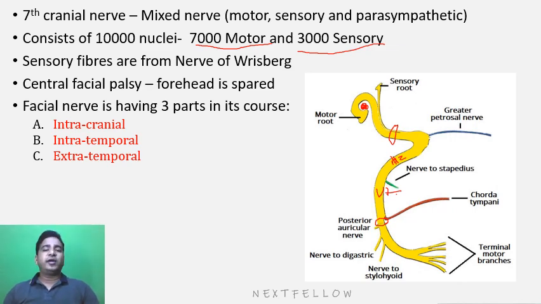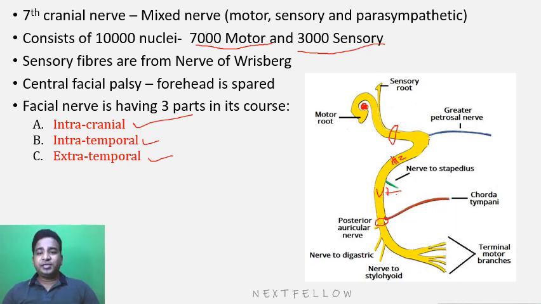So this is how we can divide the facial nerve course into three sections. The first section is intracranial, which is starting from the pons-medulla junction until the level of entry into the internal auditory canal. This is my intracranial portion. And then comes my intratemporal portion, that is from the entry into the internal auditory canal till the level of the stylomastoid foramen. This complete part is inside the temporal bone, so this is known as the intratemporal part. And beyond that is my extratemporal part, that is outside of the temporal bone.